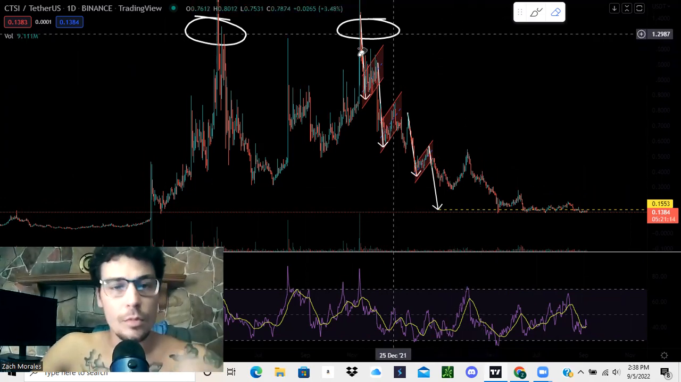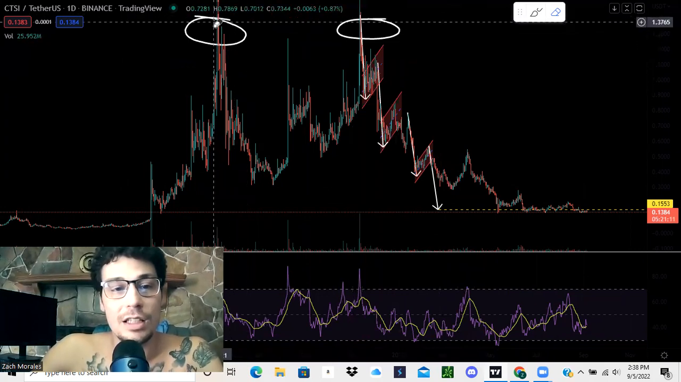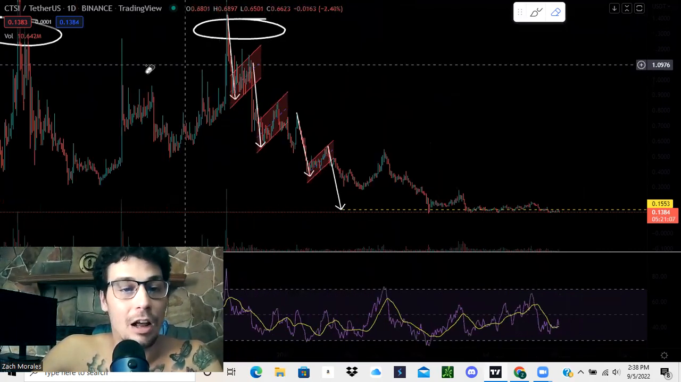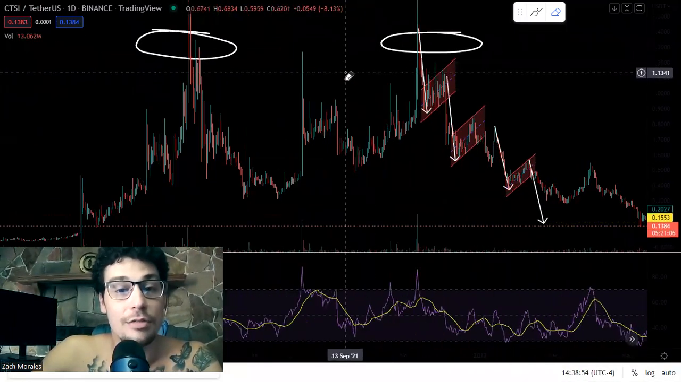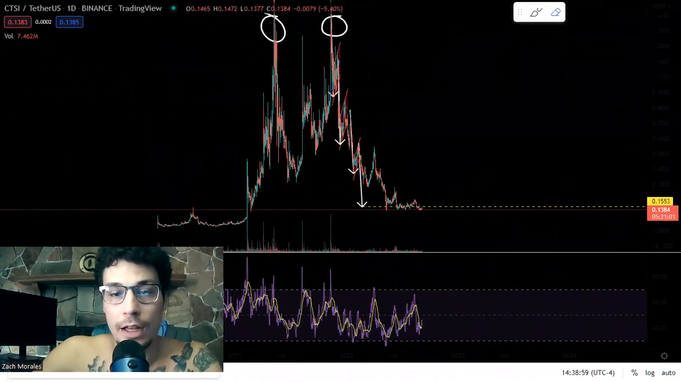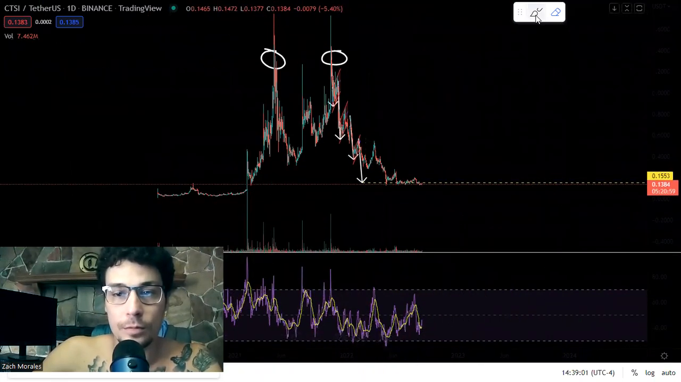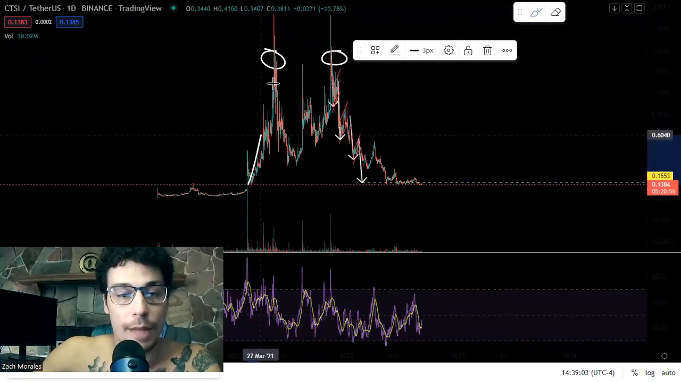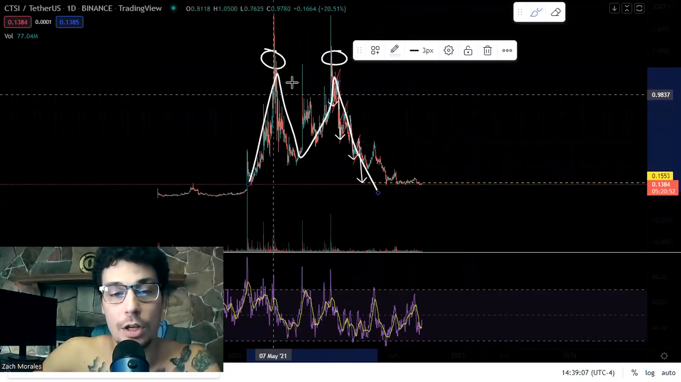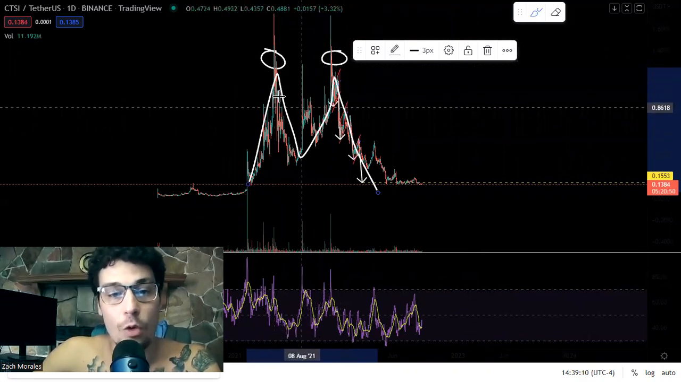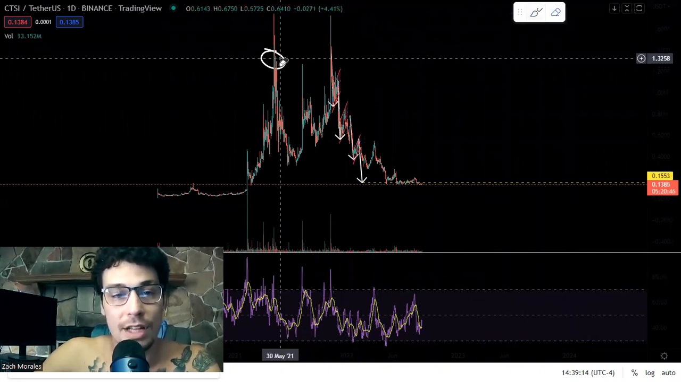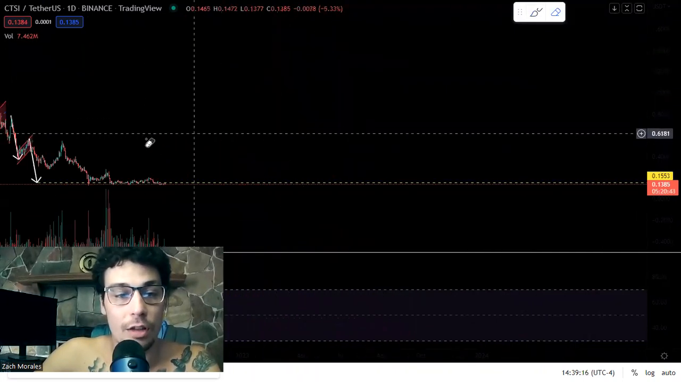Initially, this is what's known as a double top. You see these two little circles up here. That's a very common pattern, and it ended up forming an M pattern. So there's a double top or an M pattern; you can call it either one. And ever since then, we've just been bear flagging on the way down.